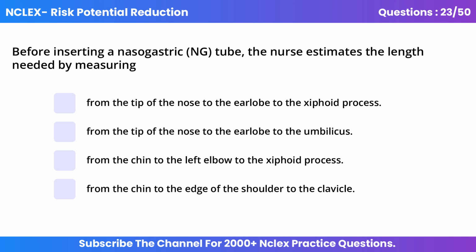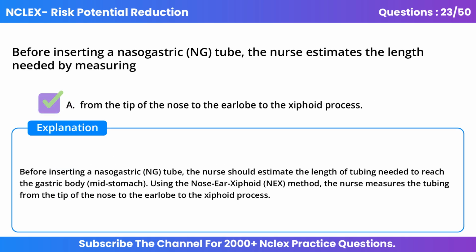Question 23. Before inserting a nasogastric (NG) tube, the nurse estimates the length needed by measuring A. From the tip of the nose to the earlobe to the xiphoid process. Before inserting an NG tube, the nurse should estimate the length of tubing needed to reach the gastric body, mid-stomach. Using the nose-ear-xiphoid (NEX) method, the nurse measures the tubing from the tip of the nose to the earlobe to the xiphoid process.